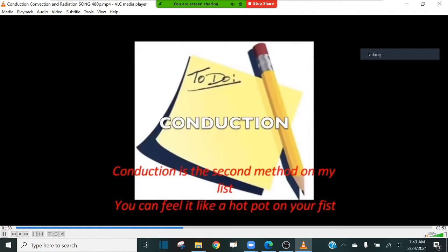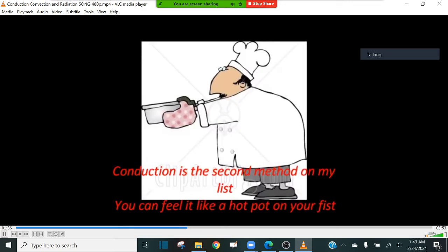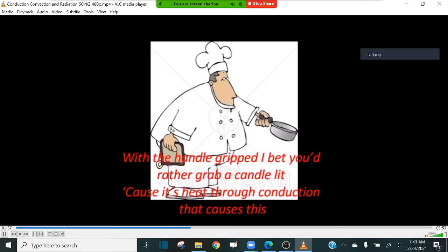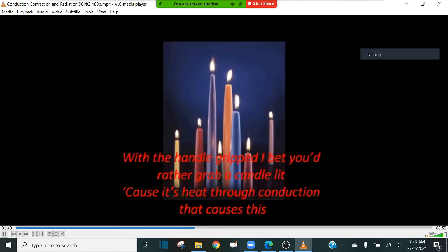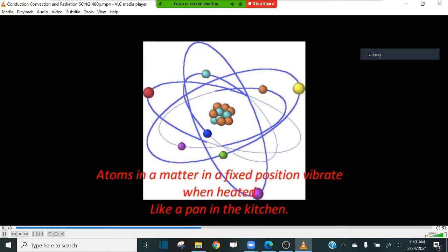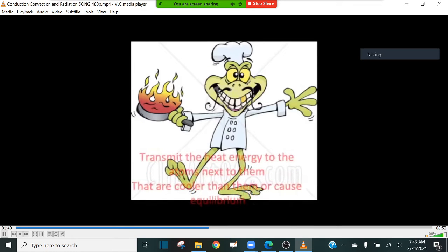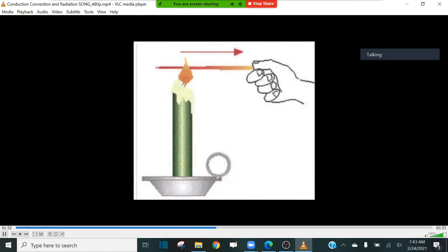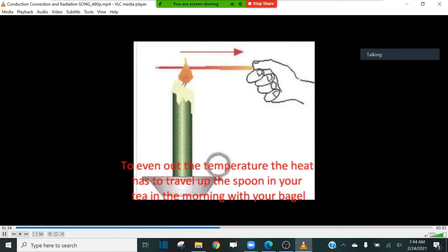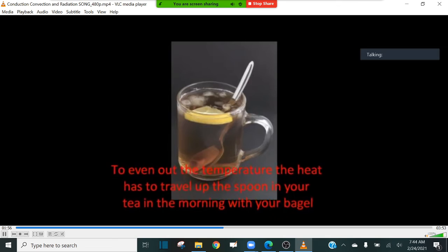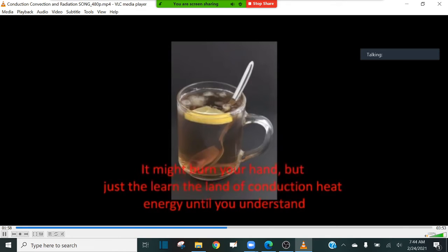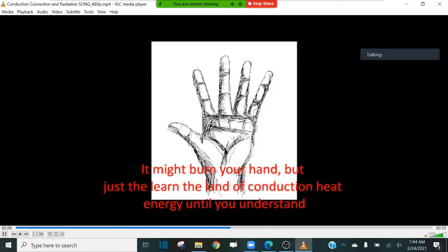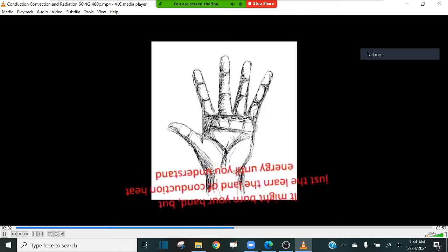Conduction, the second method on my list. You can feel it like a hot pot in your fist with the handle gripped. I bet you'd rather grab a candle lit, cause it's heat through conduction that causes this. Atoms and matter in a fixed position vibrate when heated like a pan in the kitchen. Transmit the heat energy to atoms next to them that are cooler than they are, to cause equilibrium. To even out the temperature, the heat has to travel up the spoon in your tea in the morning with your bagel. It might burn your hand, but just learn the land of conduction, heat energy, until you understand.